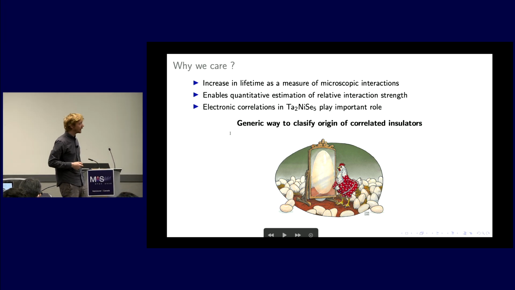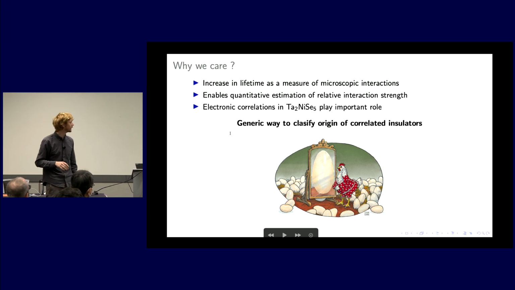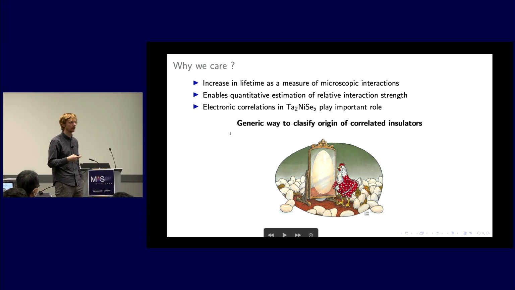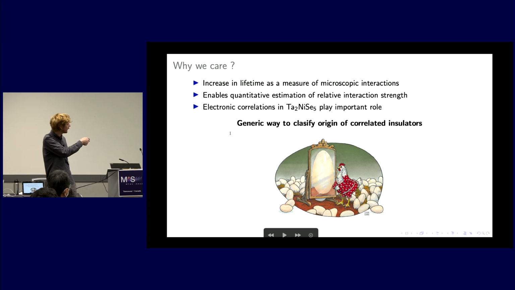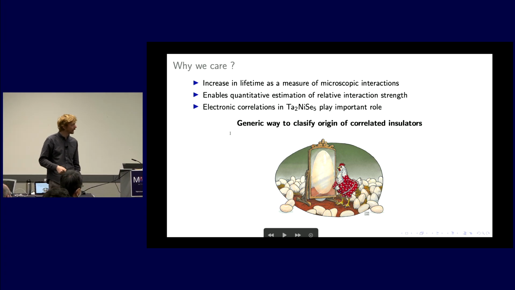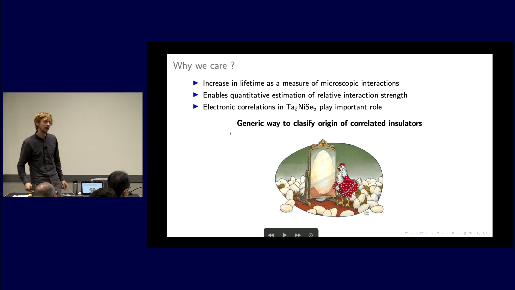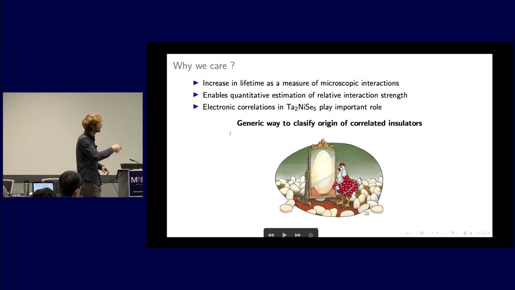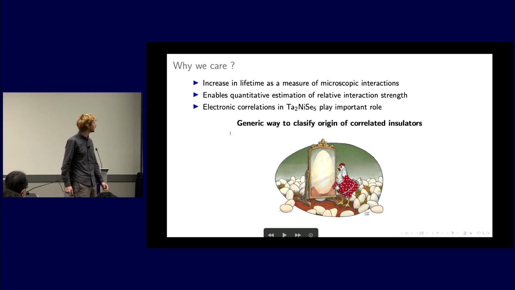Basically, the main idea which I want to transmit is that the photo-induced changes in the lifetime can serve as a very sensitive measure of the microscopic interactions, and this enables us to do a quantitative estimation of the relative interaction strength. I showed you on the example of tantalum 2 nickel selenium 5 how this can, in combination with time-resolved ARPES, give a quantitative estimation, and there we concluded that electronic interactions play a very important role.